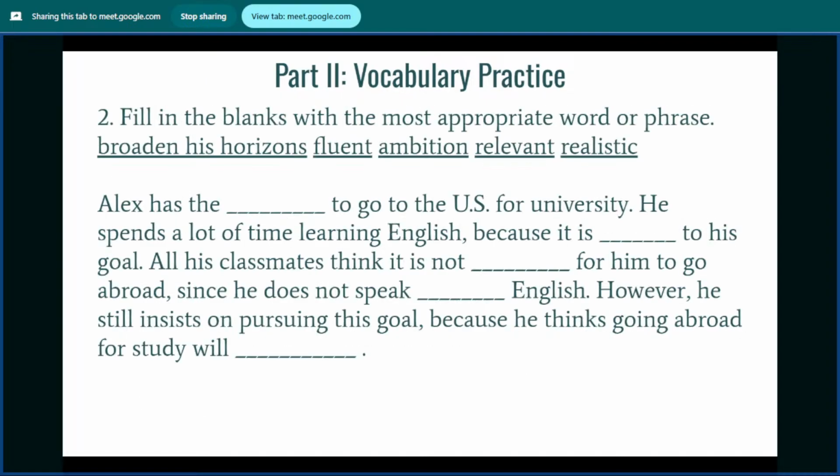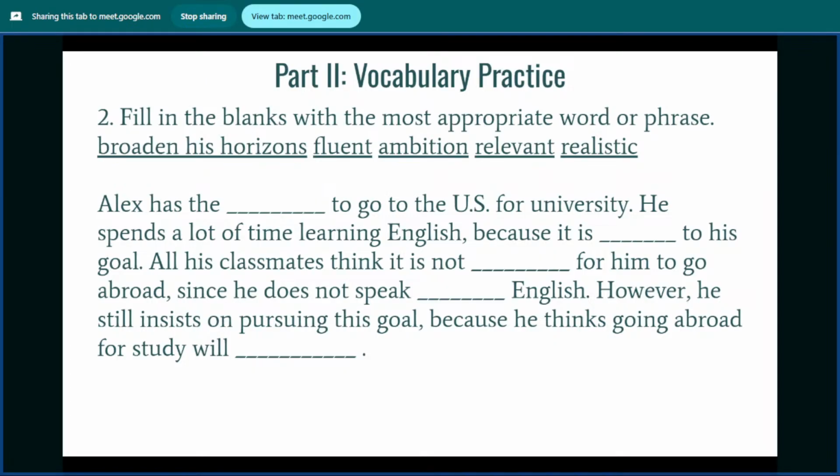Okay. Next, try using those words in the given blanks over here. They are phrases, not words only. Done, ma'am.